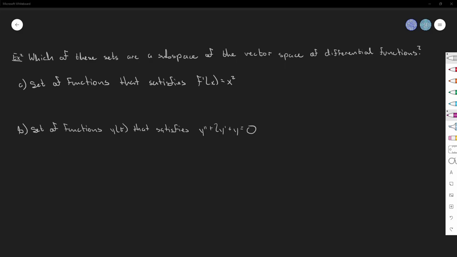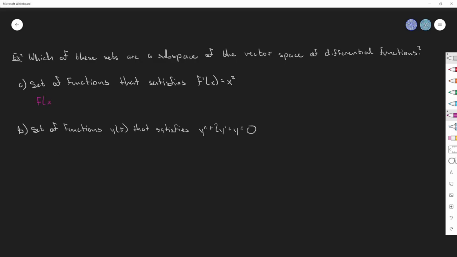The first one is the set of functions that satisfy f prime of x is equal to x squared. An easy way to show whether this set is a subspace is to just let f of x equal 0 for every x. That means f prime of x, because f of x is just equal to a constant, and we know that the derivative of a constant is 0, so f prime of x is equal to 0, which is not x squared.